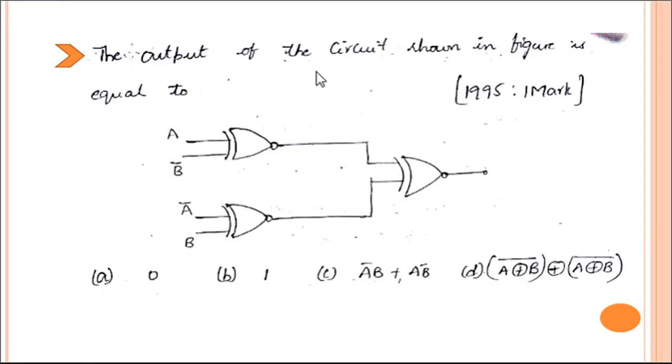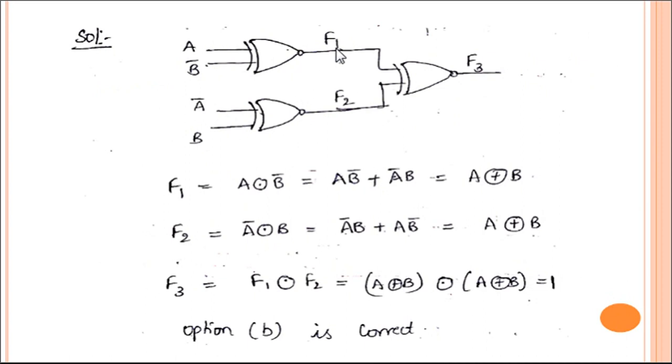The output of the circuit shown in the figure is equal to. Okay, this is the circuit they have given. This entire circuit consists of only XNOR gates. So let us assume that F1 is the output of the first XNOR gate, F2 is the output of the second XNOR gate, and F3 is the output of the third XNOR gate.